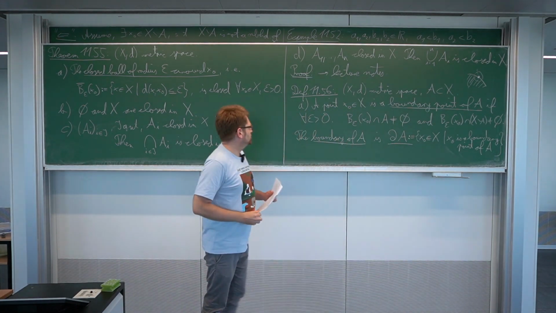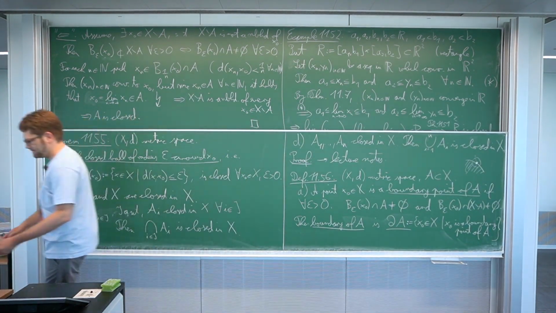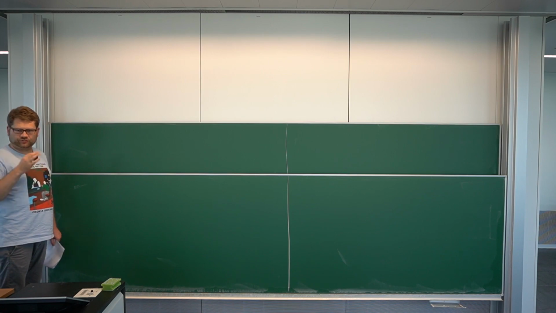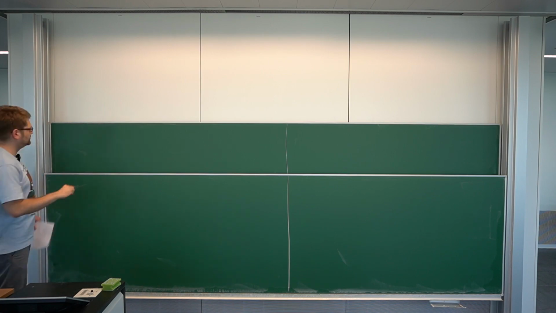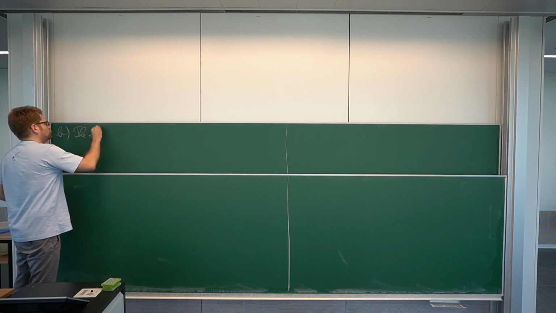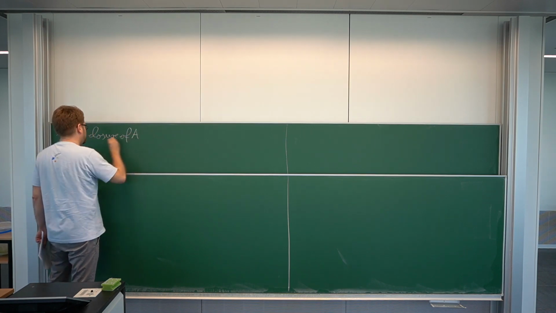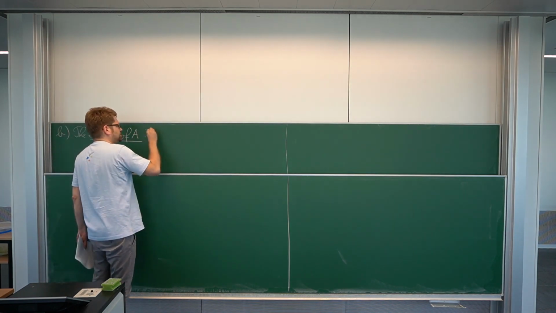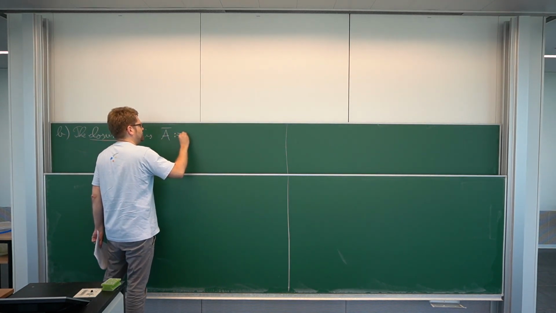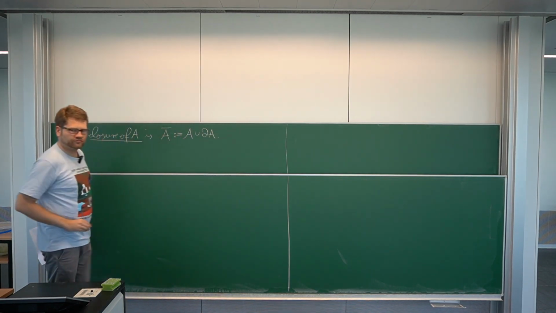Okay, for some more terminology, I first need to erase. Using the boundary of a set, we now define two additional notions in terms of this boundary. The first one is the so-called closure of a set. The closure of A is denoted by A with an upper bar, and this is defined by A together with the whole boundary, so the union of A and its boundary points.